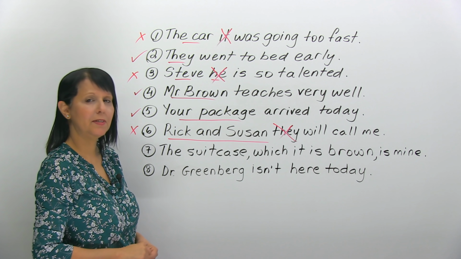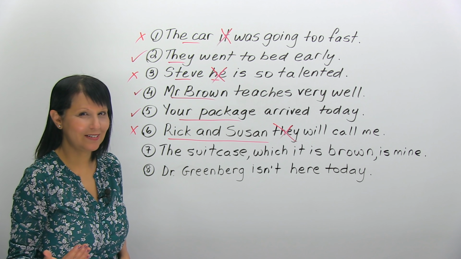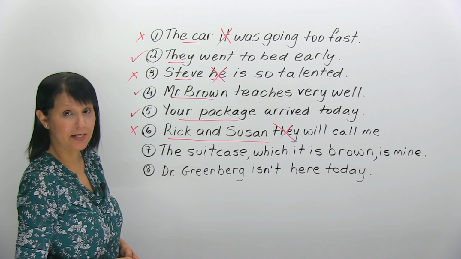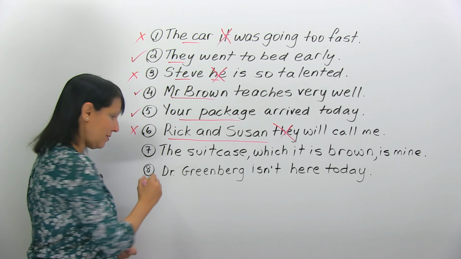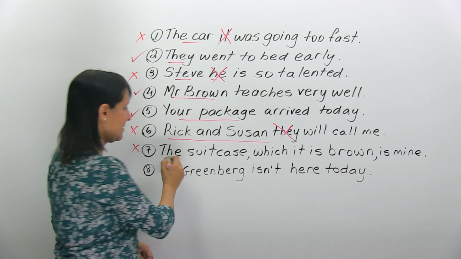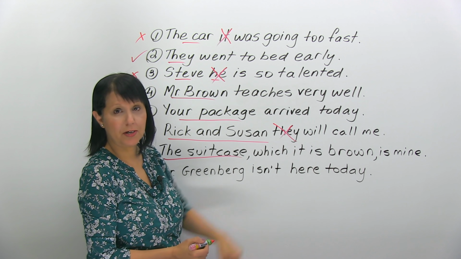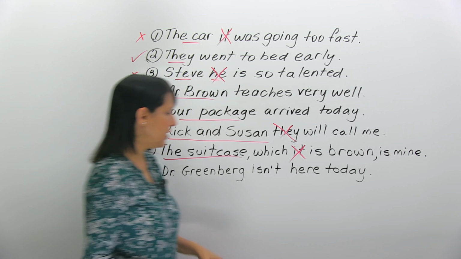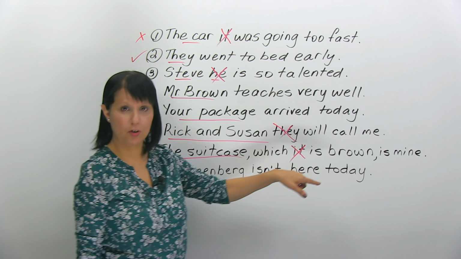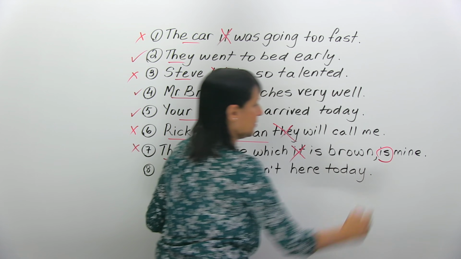This one is a little bit different, but I think you can still tell if it's right or wrong. Okay? The suitcase, which it is brown, is mine. That is wrong. Why? Because what's the subject here? Okay? The suitcase. All right? And then we have here, which it is brown. No. So we would just say, the suitcase, comma, which is brown, comma, is mine. Okay? Here we have the verb.